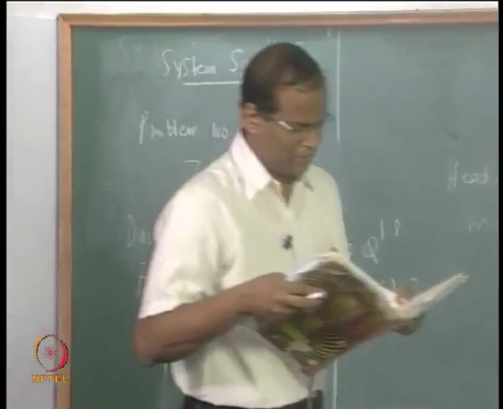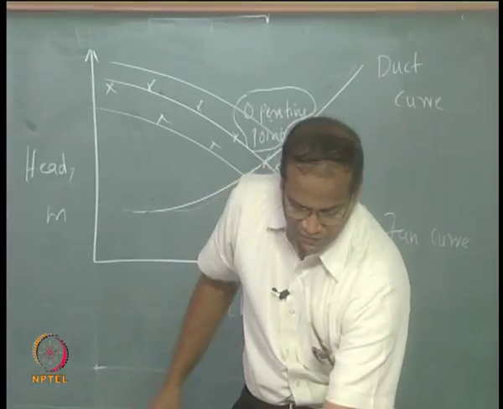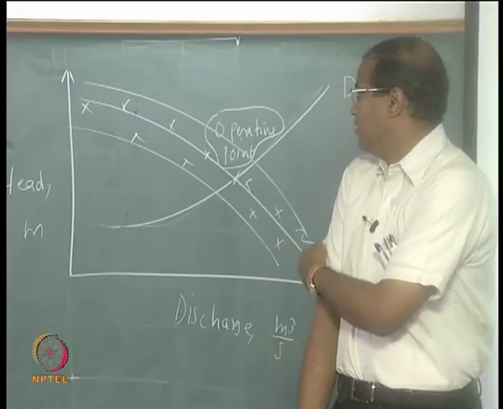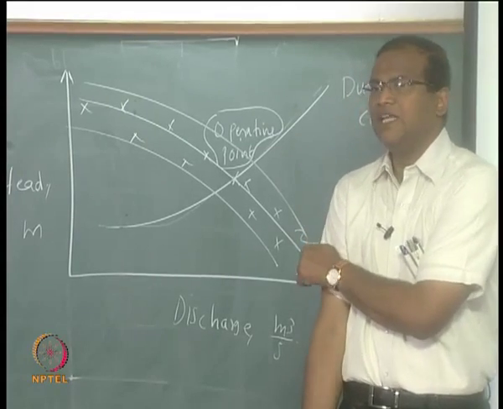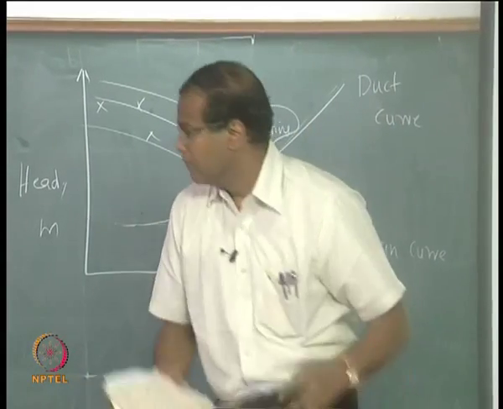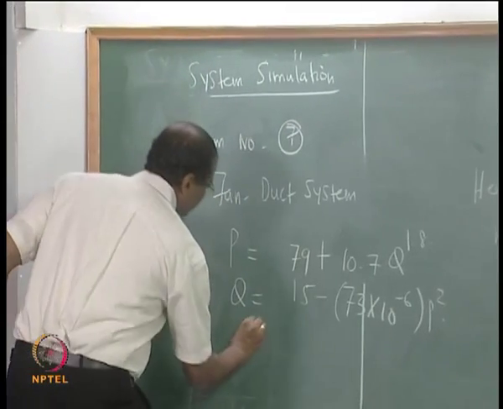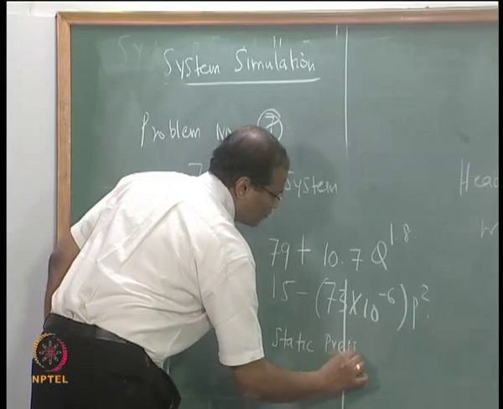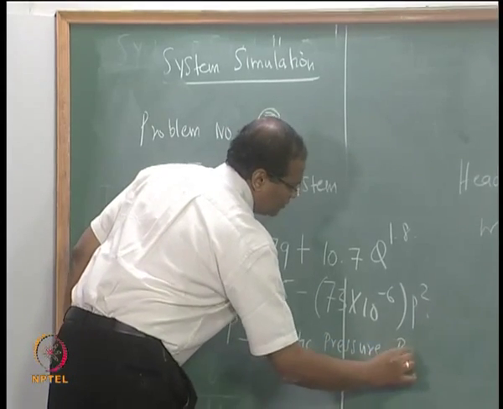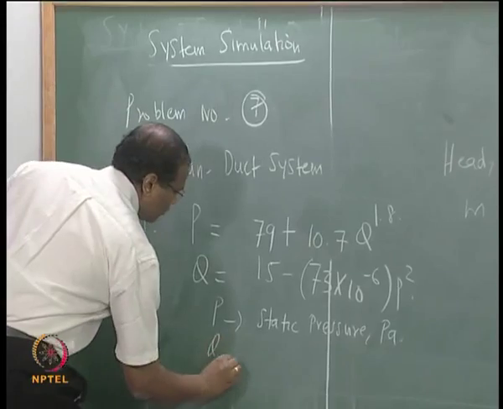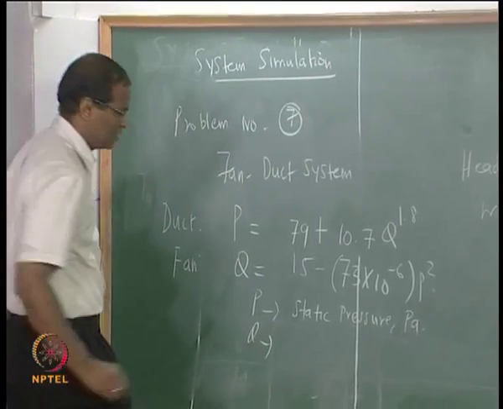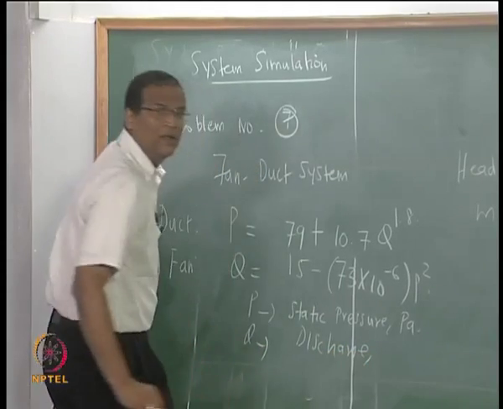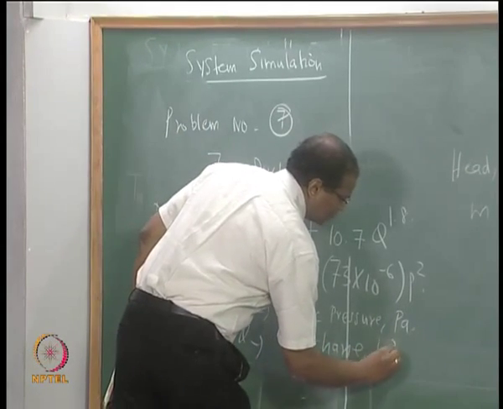P is 79 plus 10.7 Q to the 1.8, and Q equals 15 minus 73 E to the minus 6 P square, where P is the static pressure in Pascal, and Q is the discharge in units of meter cube per second.